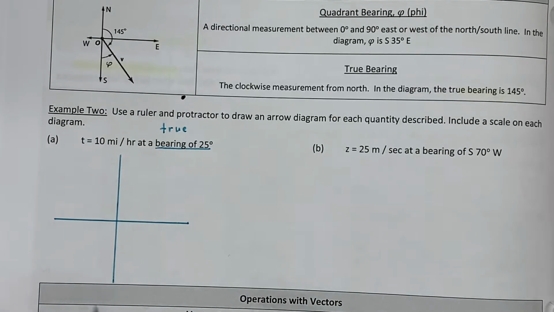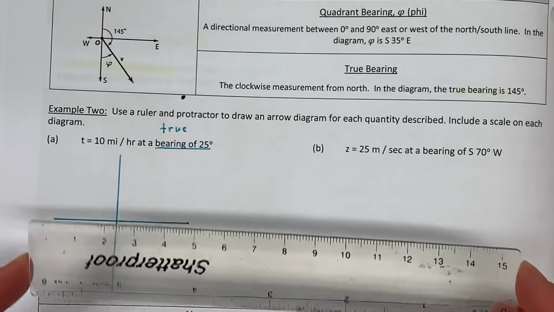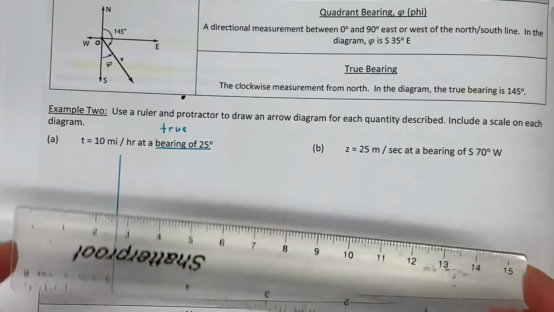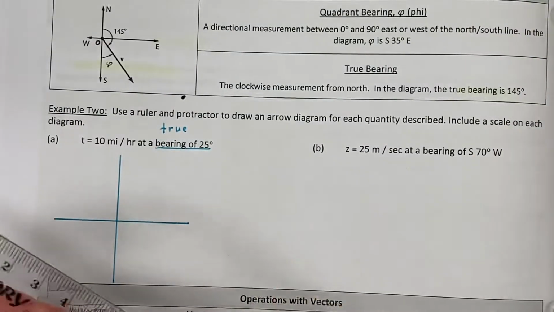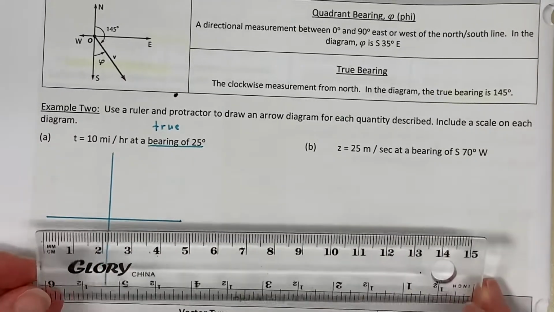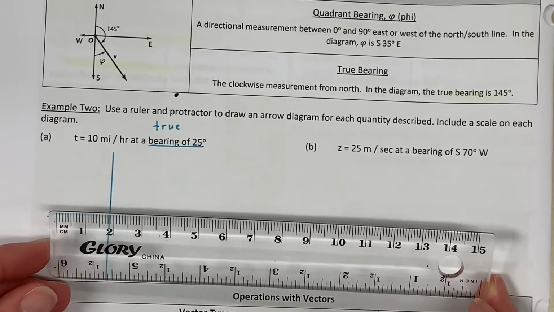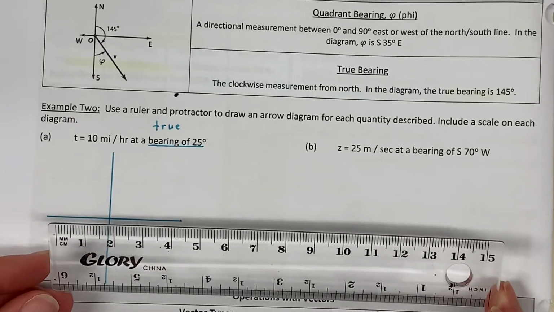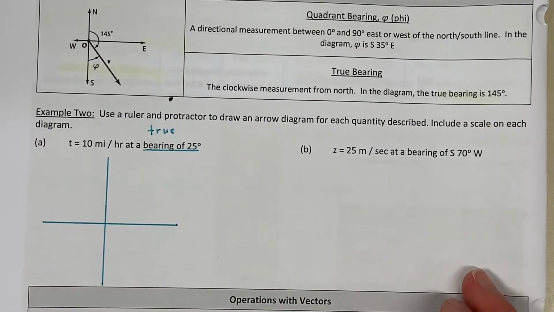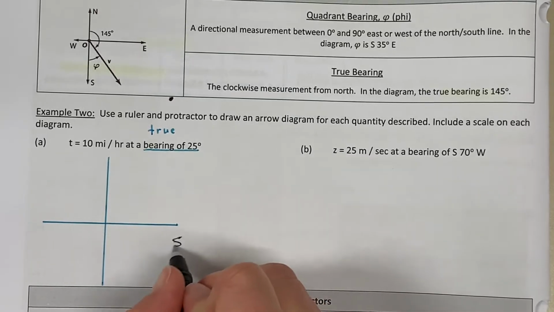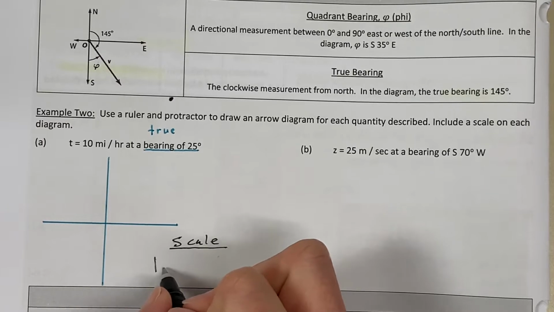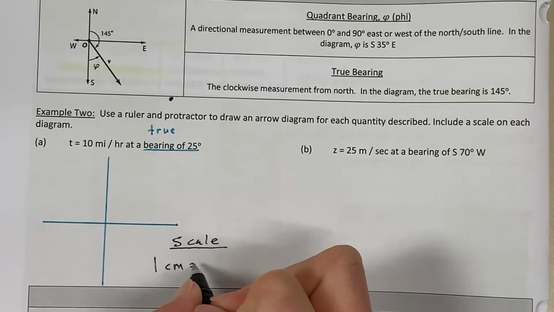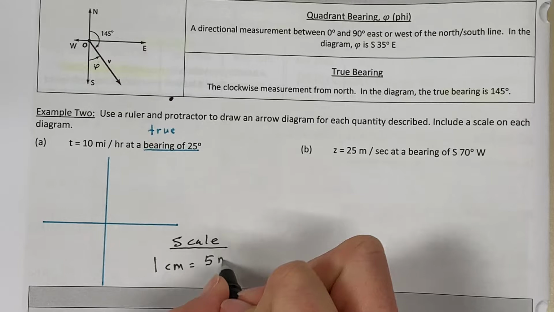Now next, I need to draw a vector representing 10 miles per hour. Looking at my ruler, this one's a little better. I'm going to use the centimeter side, and what I might do is make 1 centimeter represent 5 miles per hour. That's my scale. I can make my scale whatever I want it to be, but given the space, I'm going to let 1 centimeter equal 5 miles per hour.